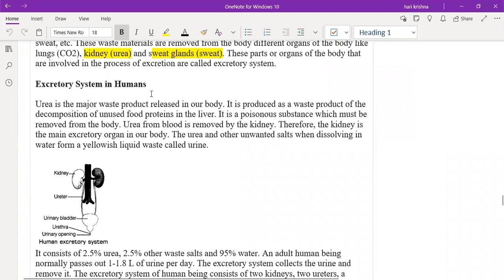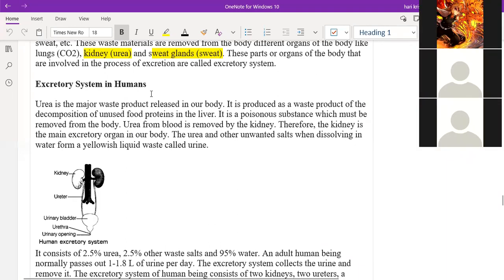Yeah, go ahead. Can you read this paragraph, the complete paragraph? Yes, sir. Excretory system in humans. Urea is the major waste product released in our body. It is produced as a waste product of the decomposition of unused food proteins in the liver. It is a poisonous substance which must be removed from the body. Urea from blood is removed by the kidney. Therefore, the kidney is the main excretory organ in our body. The urea and the other unwanted salts, when dissolved in water, form a yellowish liquid waste called urine.